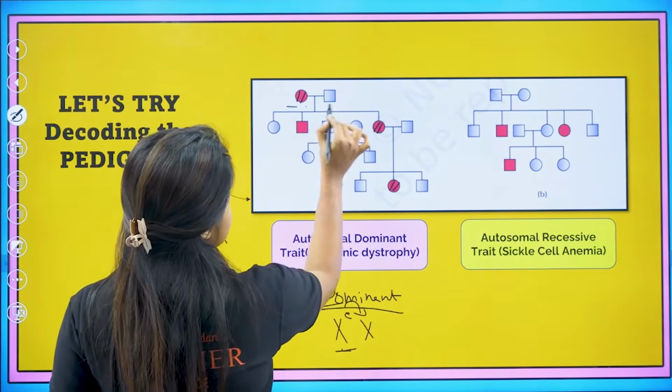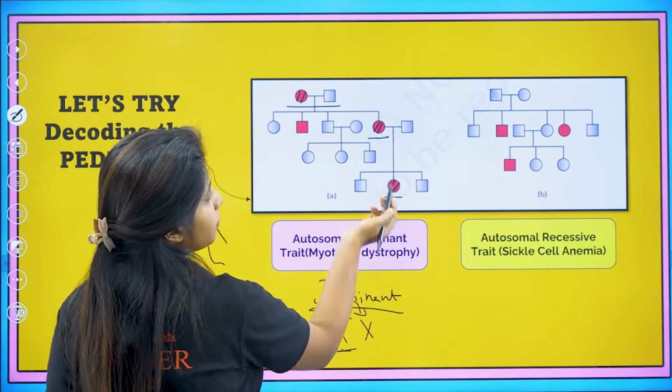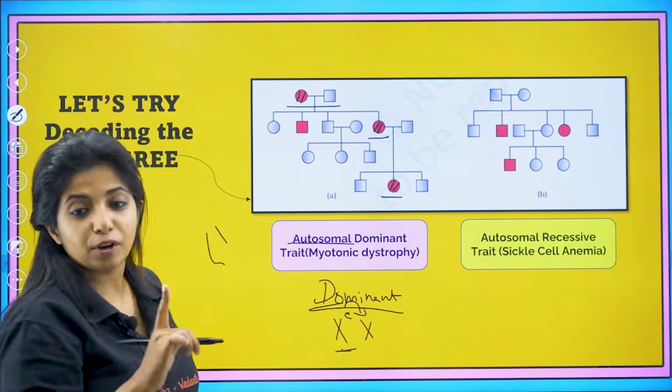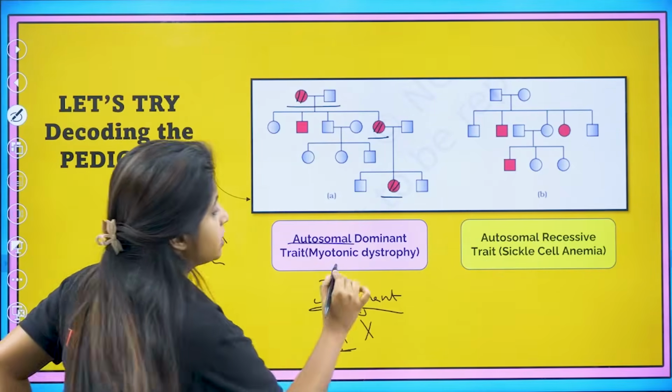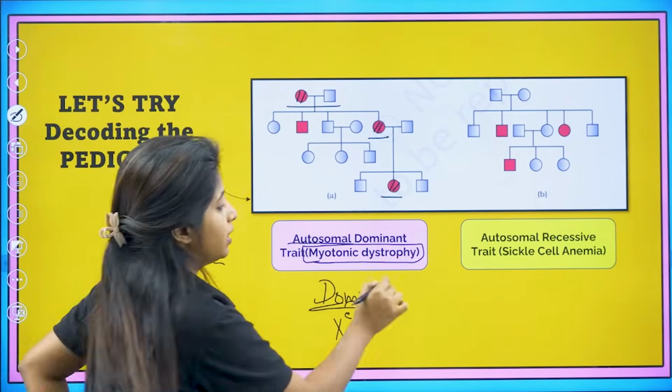Now over here you see one parent is affected, here also, so it is dominant, and since both the male and the female are equally affected, I will say that it is autosomal. One example of an autosomal dominant disease given in your NCERT is myotonic dystrophy. What is it? Myotonic dystrophy.